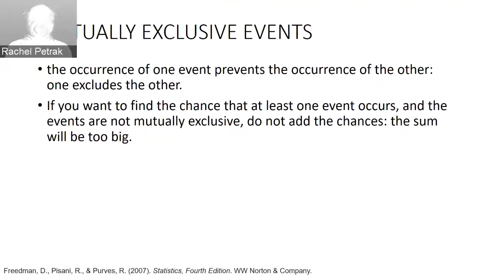So a criminal goes on trial. What's the chance that they're sentenced for any of murder or manslaughter, let's say? If you want to find the chance that at least one event occurs, and the events are not mutually exclusive, which can happen, make sure you don't add the chances. The sum will be too big. We're going to look at how this works in just a moment, but it's important to remember when to multiply and when to add.